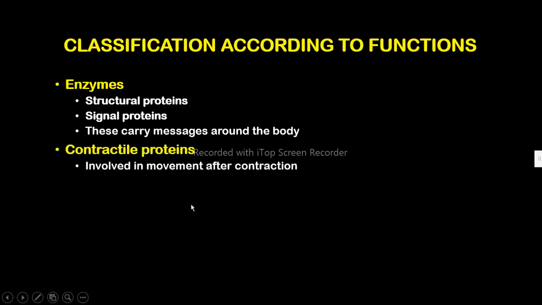Then we have contractile proteins, the proteins involved in movement, such as the myosin and the actin fibers. They are involved in movement as far as contraction and relaxation of muscles is concerned, and they bring about locomotion. You are able to locomote from one region to another because of the muscles.